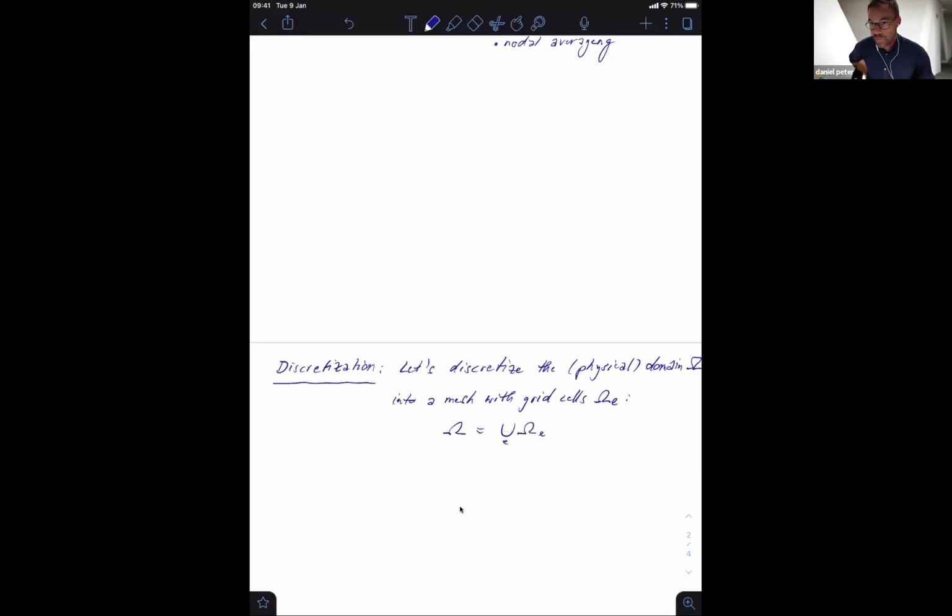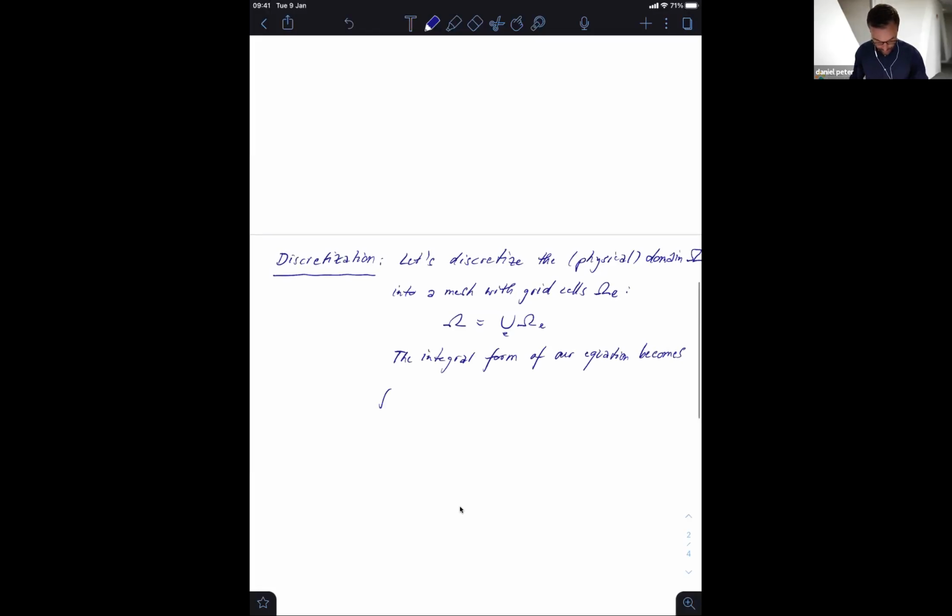So in the finite volume method, usually it's referred to as grid cells, these elements. Whereas in a finite element method, you would refer to them as finite elements. But in a finite volume world, you rather speak about cells rather than elements. But we keep interchanging that.